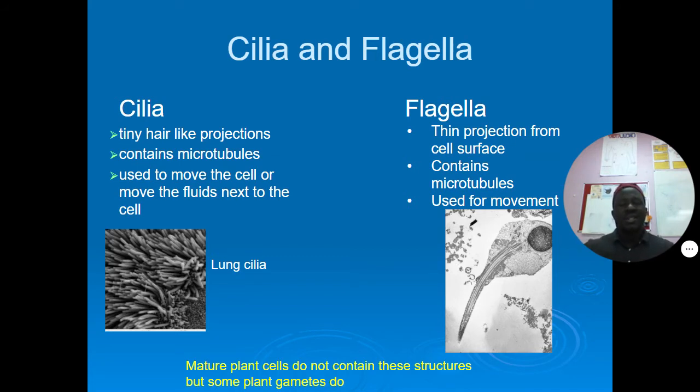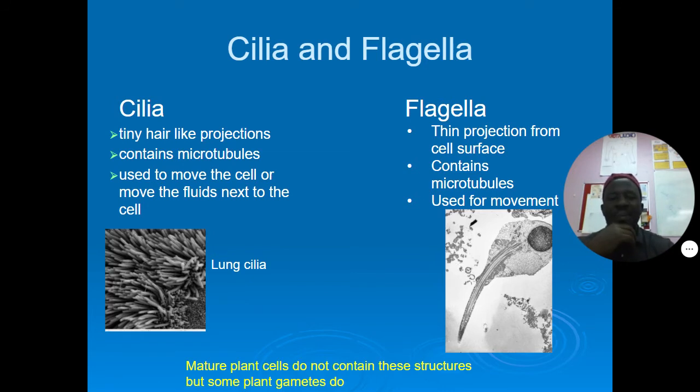Then in females, fallopian tubes, they beat to propel the egg, and propulsion of the sperms to go for fertilization. So these are the cilia that we have in the lungs, as you can see. And then flagella, the thin projection from the cell surface. They contain microtubules and are used for movement.